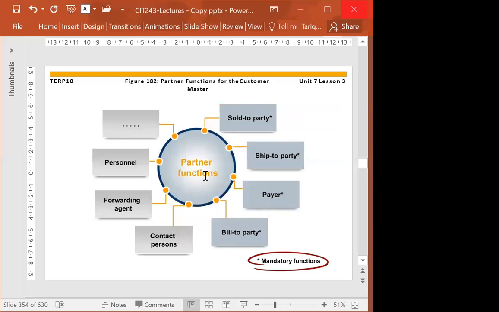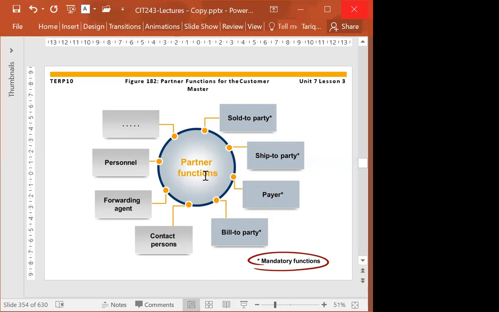Now we have partner functions. This is another interesting part of customer master records. When we are creating a customer master record, we have to enter the sold-to party. This information is a must. Or ship-to party. This is another information that we have to enter, to which party we are selling. This is compulsory, mandatory.